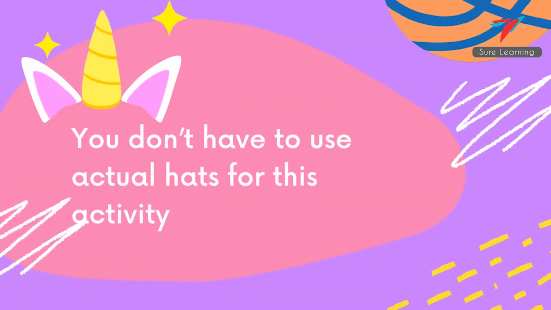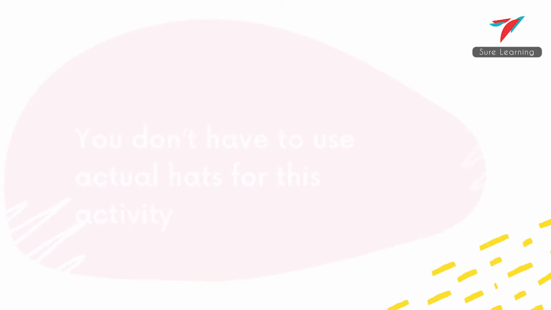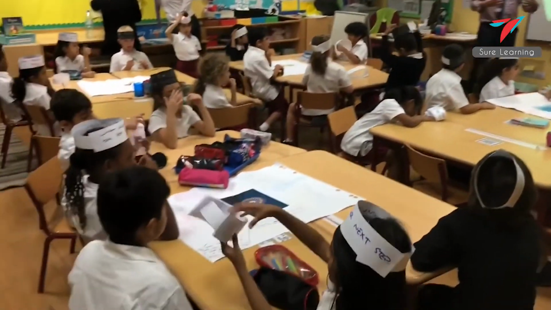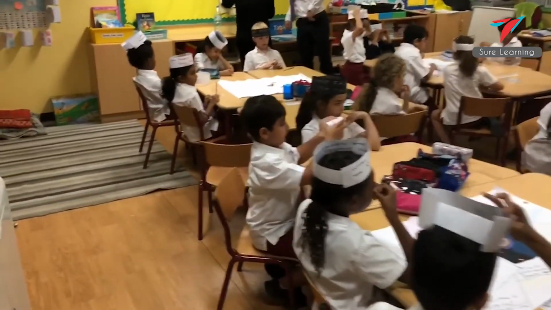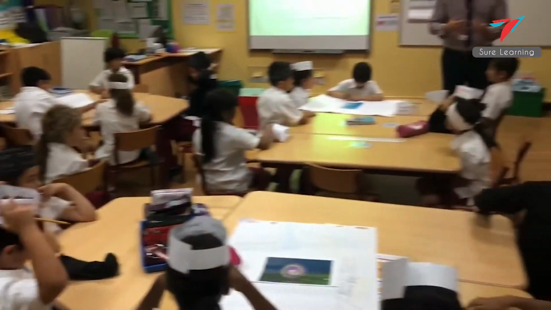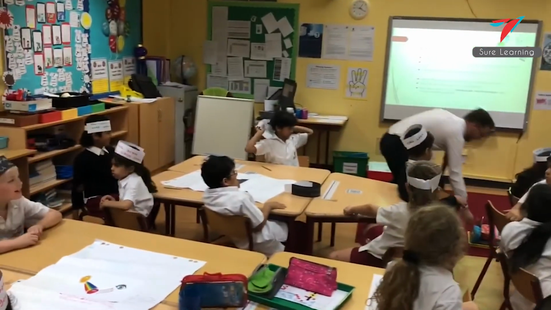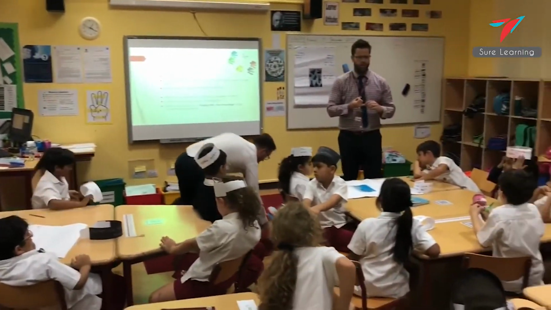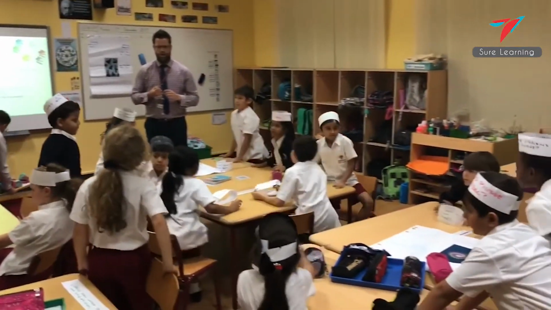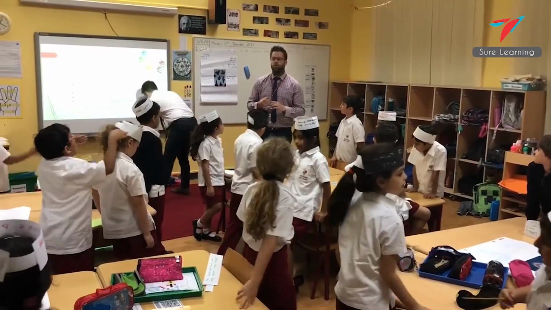You don't have to use actual hats for this activity. If you want to make these virtual hats more real, you could use pieces of paper cut into hat shapes and give them to students as they prepare for the activity. Or you could use different colored index cards or other props that make the hats visible.